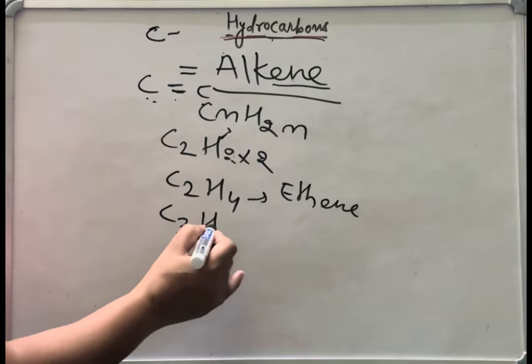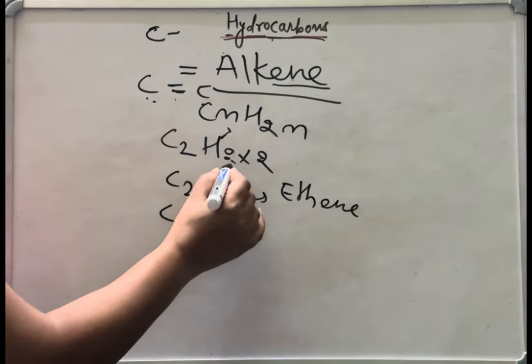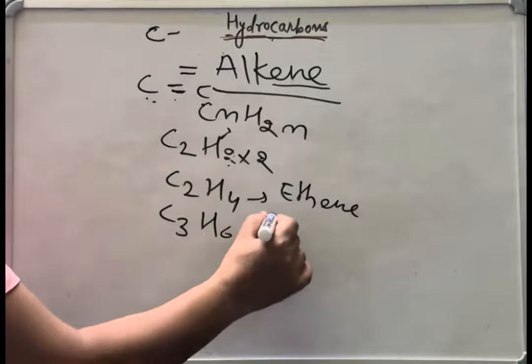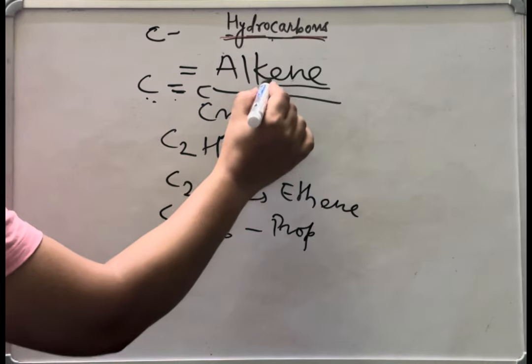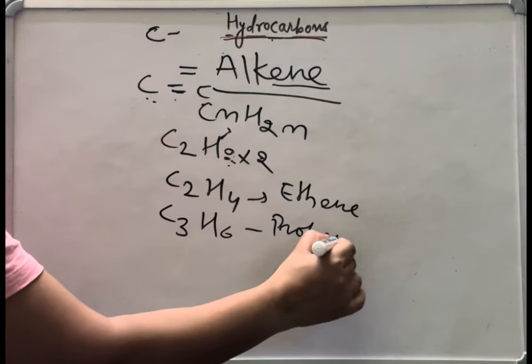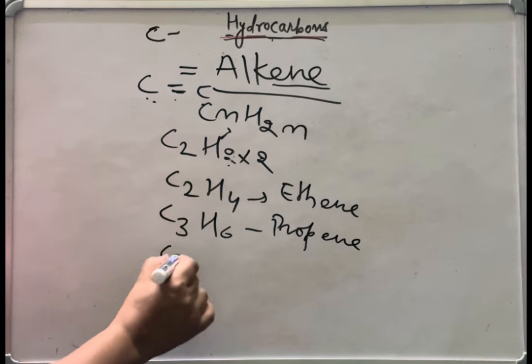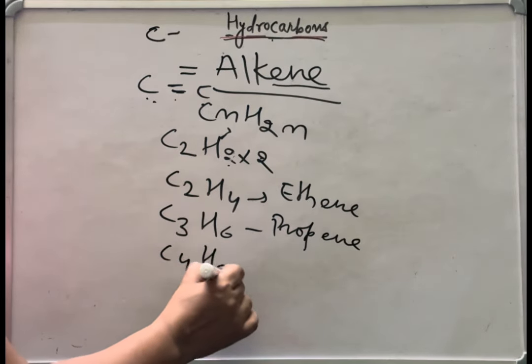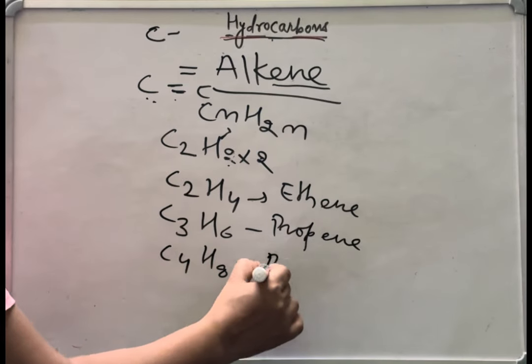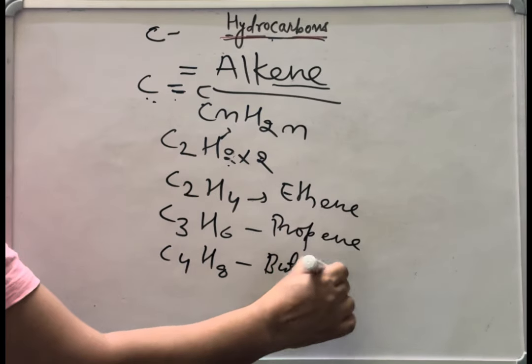For C3, the H becomes 6. It is called prop, and alkene's ENE, propene. For C4, H8, it is called butene.